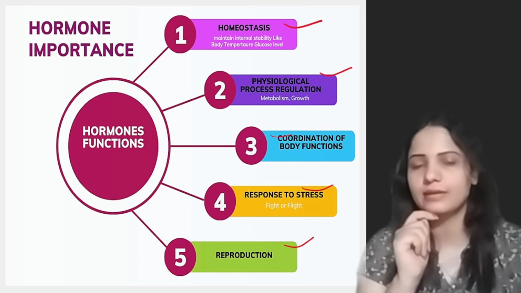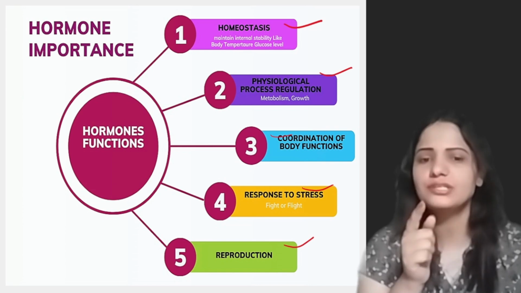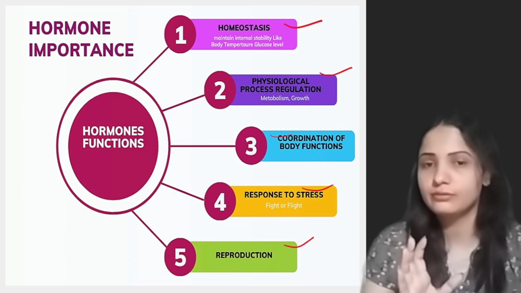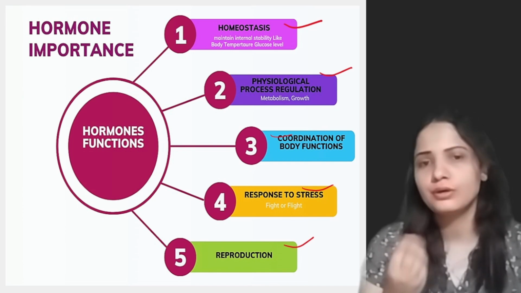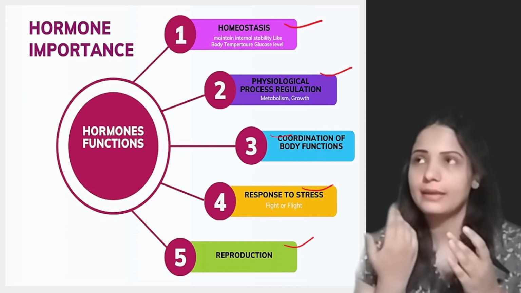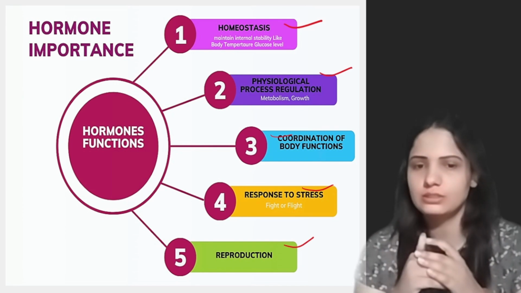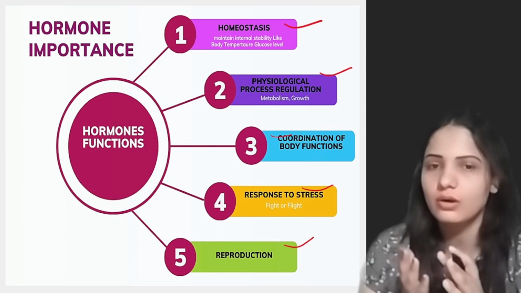First point you have to write homeostasis. Hormones maintain homeostasis. Next we have this physiological process regulation. Hormones regulate these physiological processes like metabolism, growth. In growth we have cell division. So the growth and metabolism, all these processes come under physiological processes. So these processes are maintained by hormones.